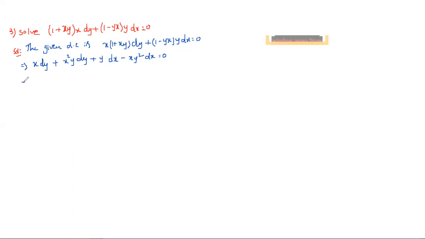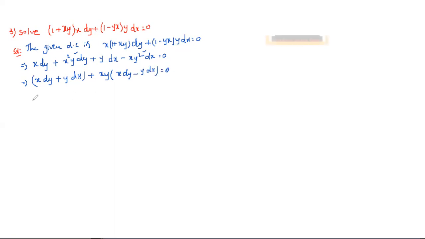Then simply write x dy plus y dx in one bracket, and next plus, if you observe these two terms, x squared y dy minus xy squared dx, we can take a common term. So xy is the common one. After taking it common, what remains is x dy minus y dx, equal to 0.